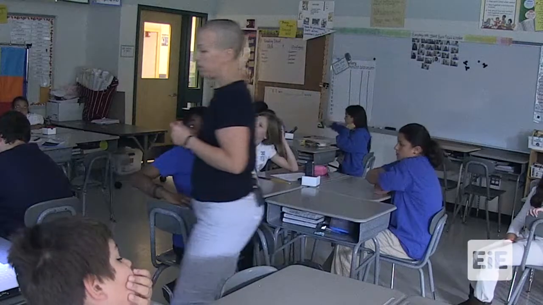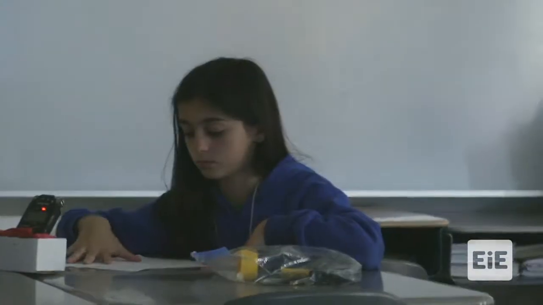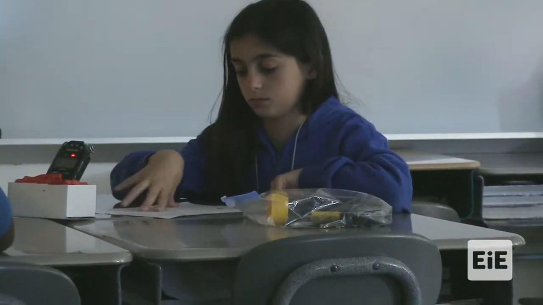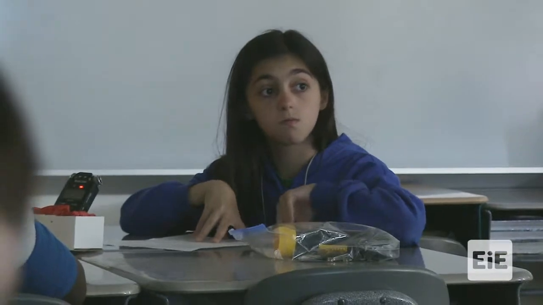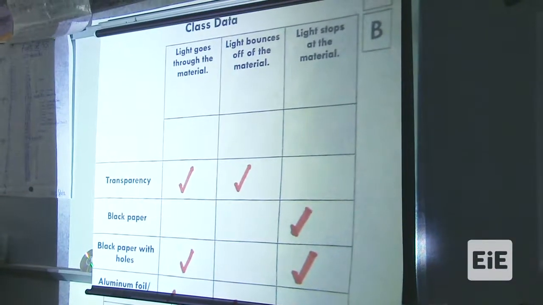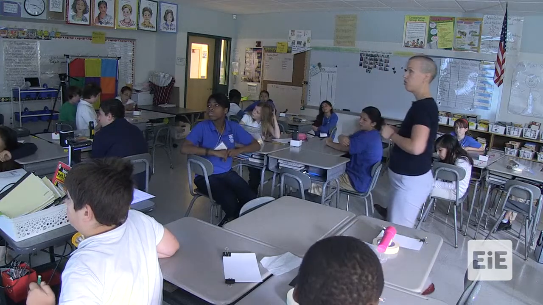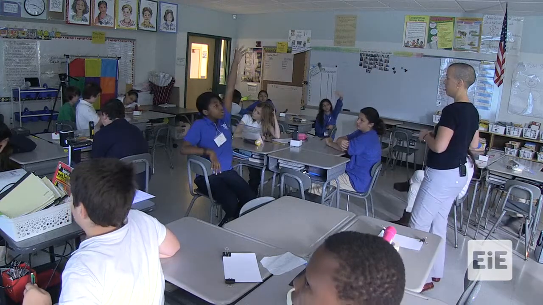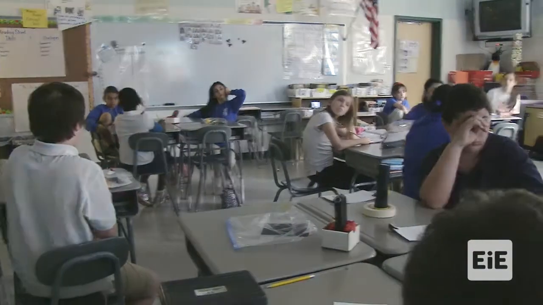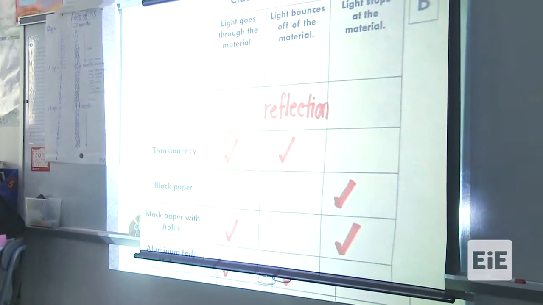Serena, would you say that the Mylar, that light is going through the Mylar? Yes. Where would you put reflection? Does reflection go with light goes through the material, light bounces off the material, or light stops at the material? Good. So this is going to be called reflection. All right. What about absorption? Light stops at the material.